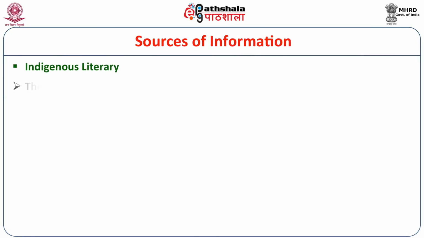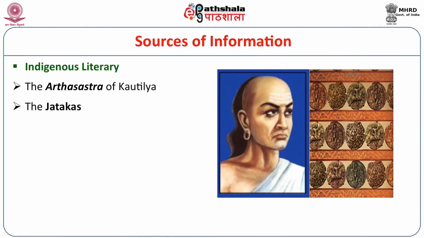First of all, we see indigenous literary sources, mostly the Arthashastra of Kautilya and the Jatakas. There are many other sources, but those are dealing with other aspects of the Mauryans. So, so far as economic conditions are concerned, we are mainly concerned with these two types of sources, the Arthashastra of Kautilya and the Jatakas, that is, indigenous literary sources.